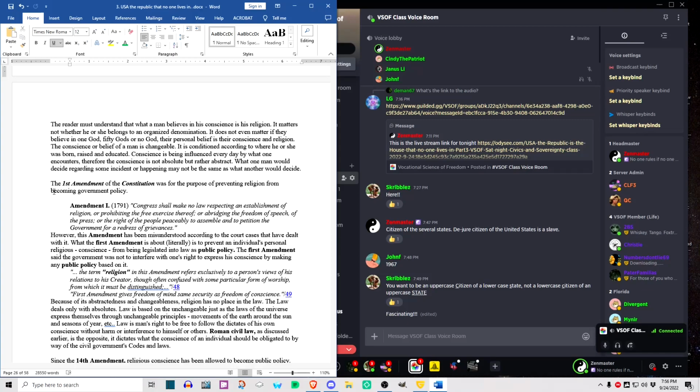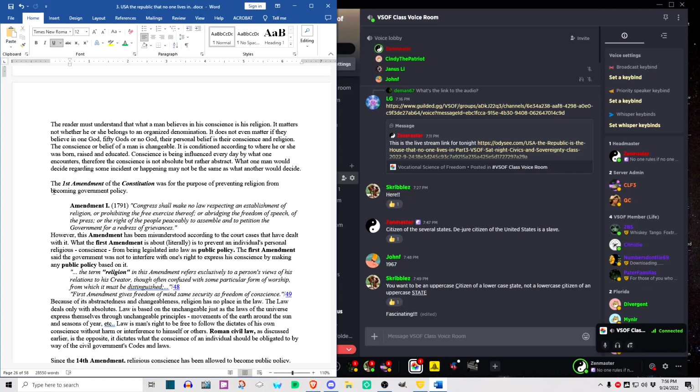The conscience or belief of a man is changeable. It is conditioned according to where he or she was born, raised, and educated. Conscience is being influenced every day by what one encounters. Therefore, the conscience is not absolute, but rather abstract. What one man would decide regarding some incident or happening may not be the same as what another would decide.